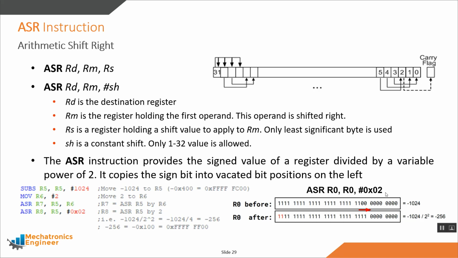As you can see in this example, we have a signed value 1024 stored in register R0. As you know, signed values are stored in memory in 2's complement. So when this instruction is executed, it has the effect of dividing the signed value by 4. Let's see how this instruction is executed on an actual microcontroller.